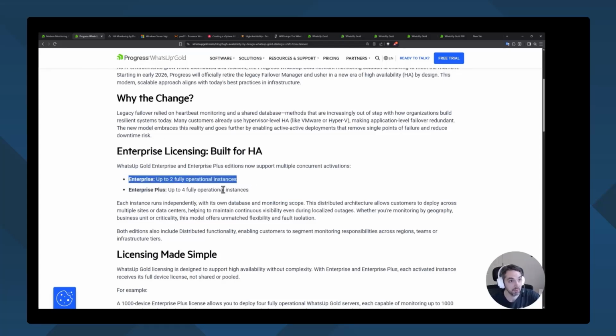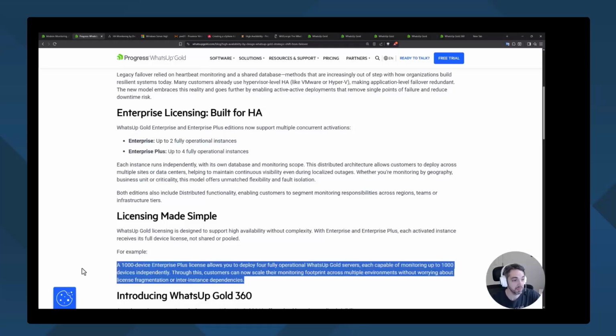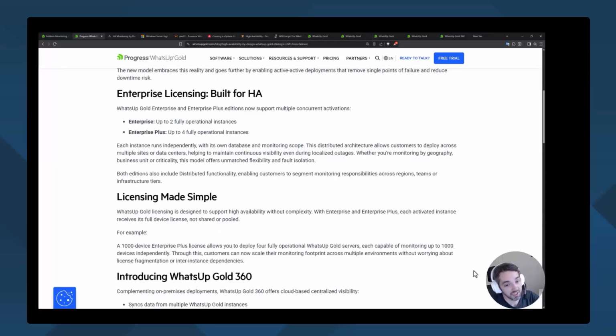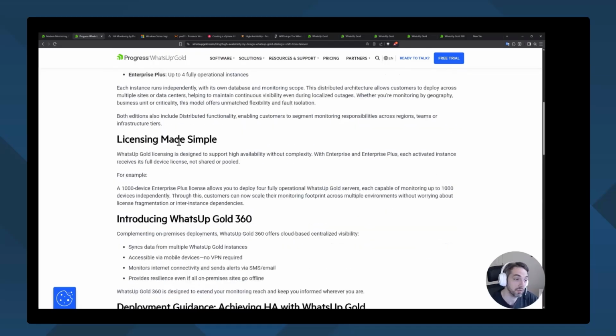If you, for example, purchase an Enterprise Plus 1000 license, you get the ability to deploy 4 Enterprise Plus 1000 device instances that each independently operate. There's no pooling involved or anything along those lines. They are allowed to monitor up to 1,000 devices. The catch is, you have to manage them independently, right? There is some management overhead, but you gain a lot more on top of that. We're starting to attempt to help with potential management overhead with WhatsUp Gold 360, and I'll shift to talking about that for a little bit.